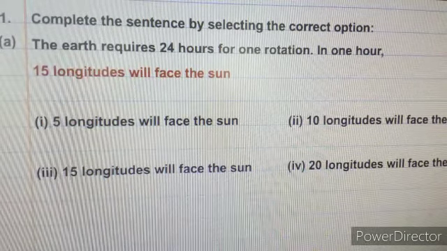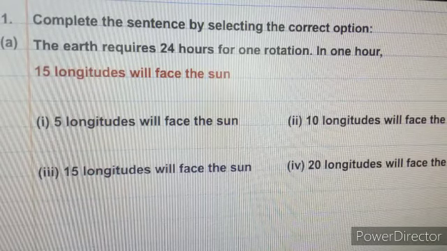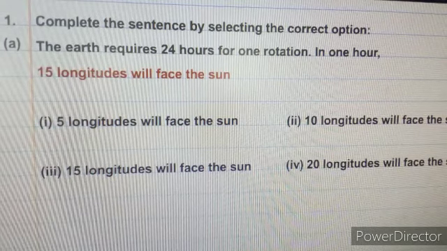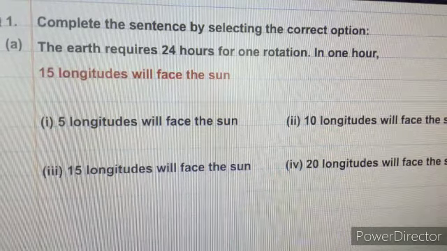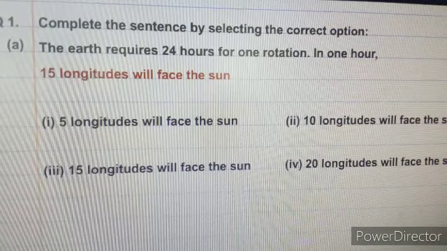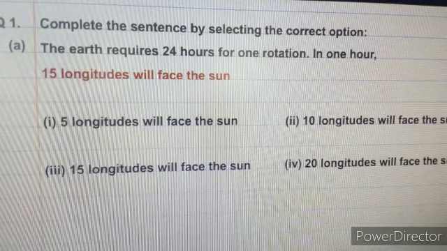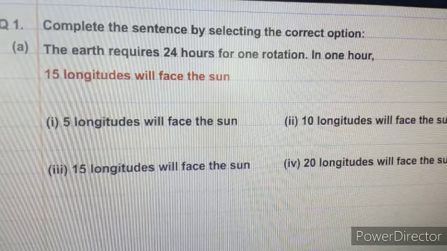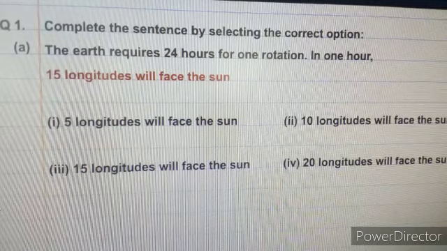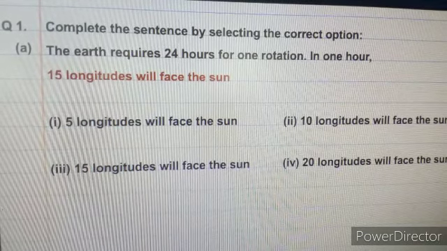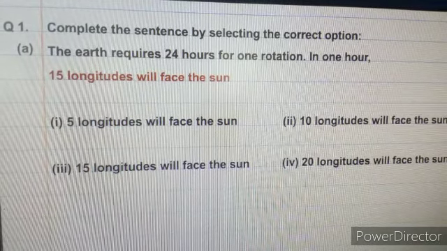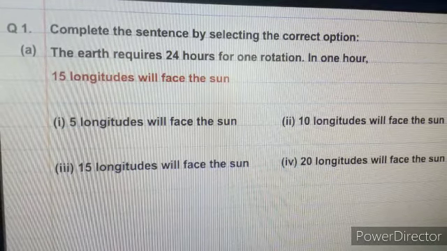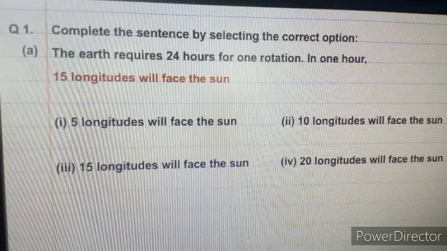So let us see the first question. First question is complete the sentence by selecting the correct option. In that first is the earth requires 24 hours for one rotation, in 1 hour, and the options are A. 5 longitudes will face the sun, B. 10 longitudes will face the sun, C. 15 longitudes will face the sun, D. 20 longitudes will face the sun. The correct answer is 15 longitudes will face the sun.